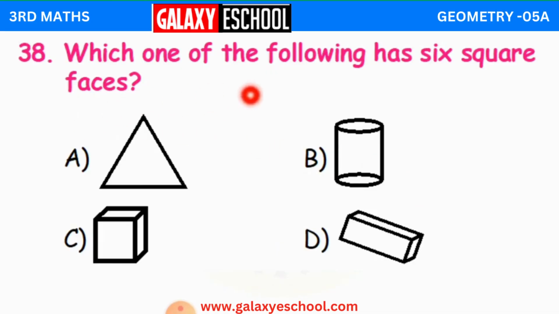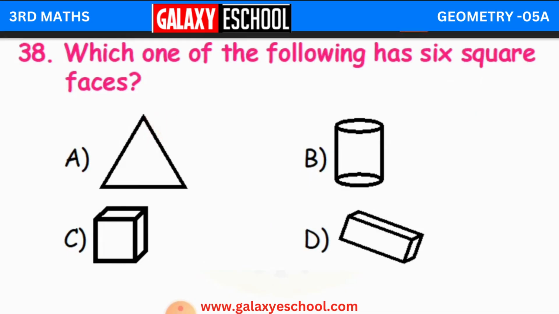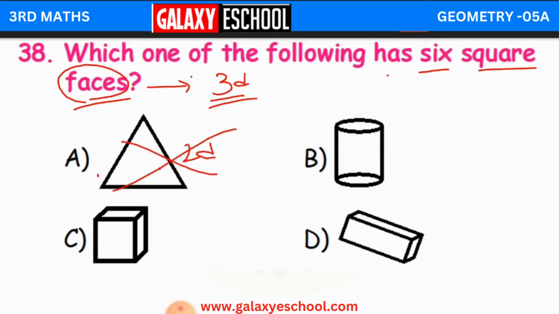Question 38. Which one of the following has 6 square faces, children? You have to read the question again. Which one of the following has 6 square faces? When we are talking about faces, the faces can be found only in 3D shapes. Option A, triangle, is a 2D shape, so A cannot be the answer. Coming to B, our cylinder has 3 faces, 2 flat faces and 1 curved face. Neither of these 3 is a square. So B is also wrong.